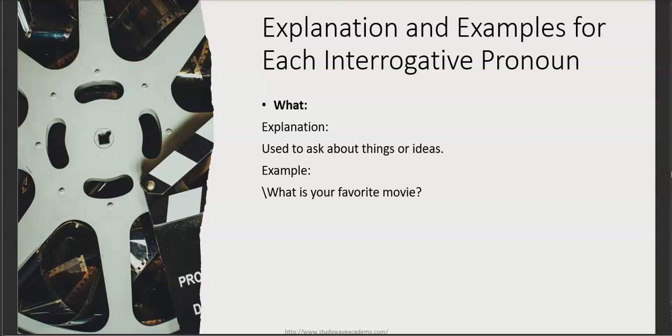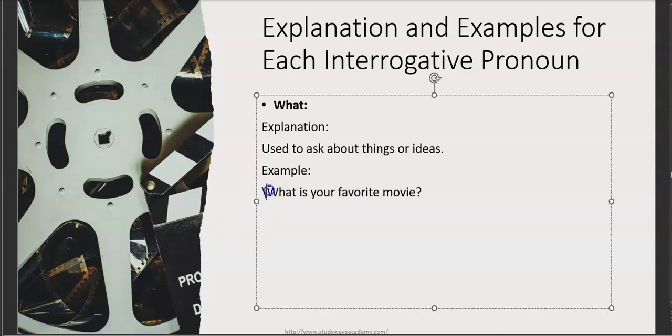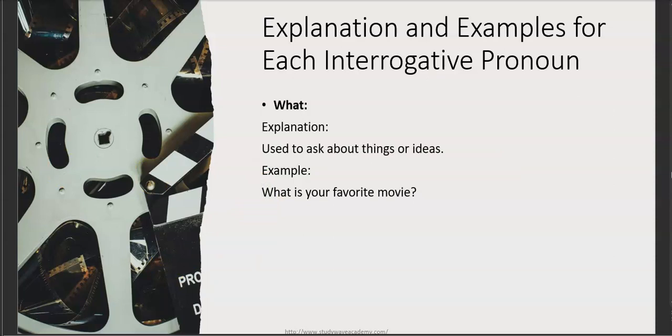Then we have what. When we talk about what, it's used to ask about things or ideas. So what is your favorite movie? So when we talk about what, it is used to ask about things or ideas. Like, what is your favorite movie, or what do you love eating? So it's asking about things or ideas. So that is when we use what.